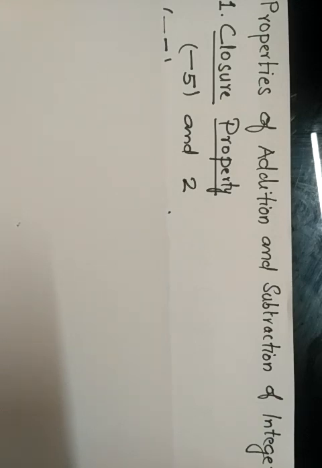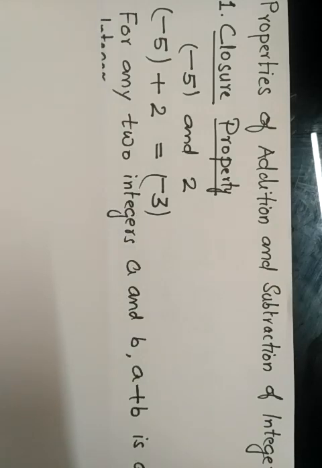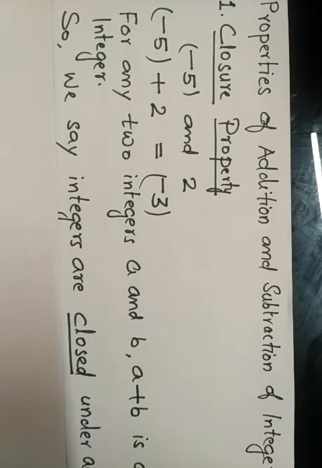So when we add any two integers, the sum is also an integer. This is called the closure property. That means for any two integers a and b, a plus b is an integer. So we say integers are closed under addition. This is the closure property for addition.